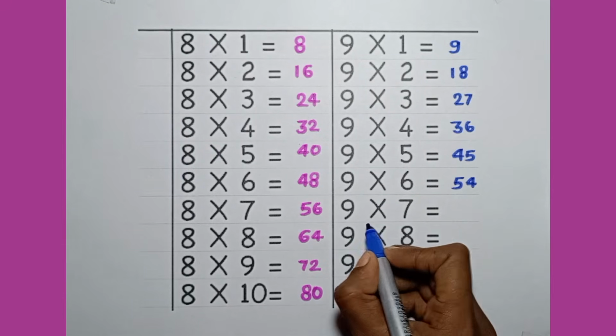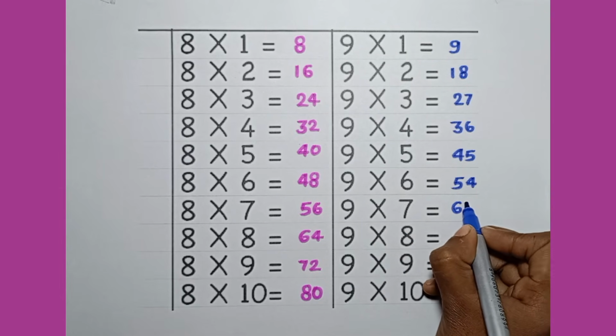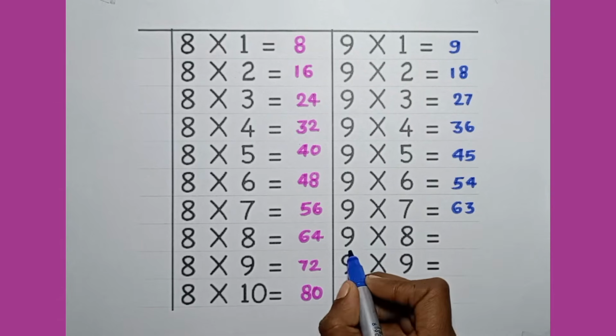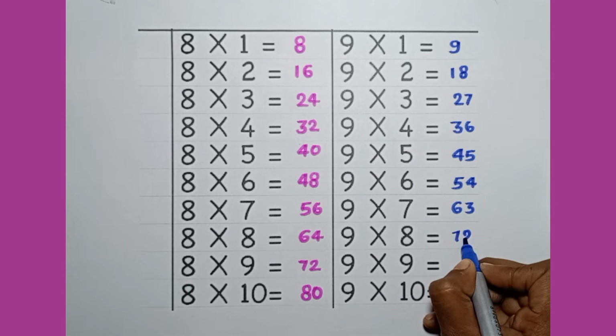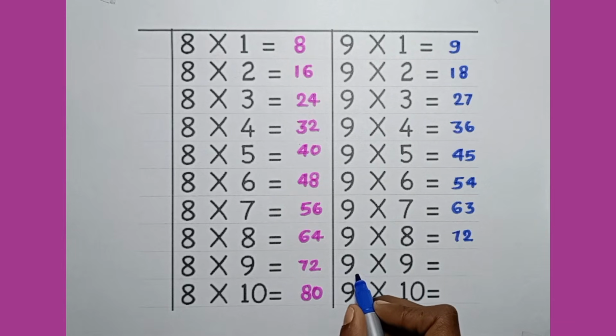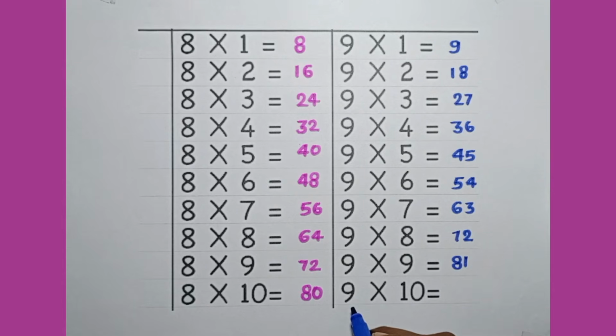54. 9 into 7 is equal to 63. 9 into 8 is equal to 72. 9 into 9 is equal to 81. 9 into 10 is equal to 90.